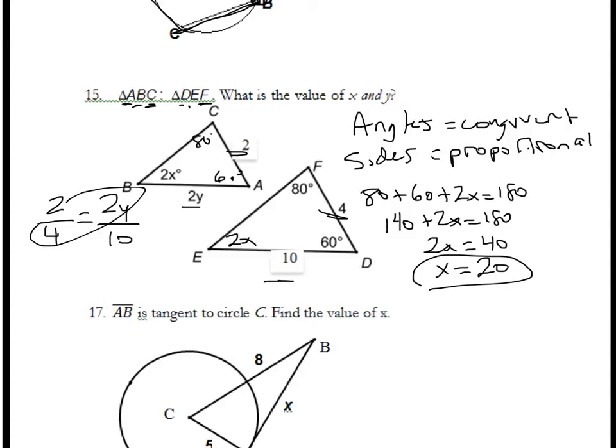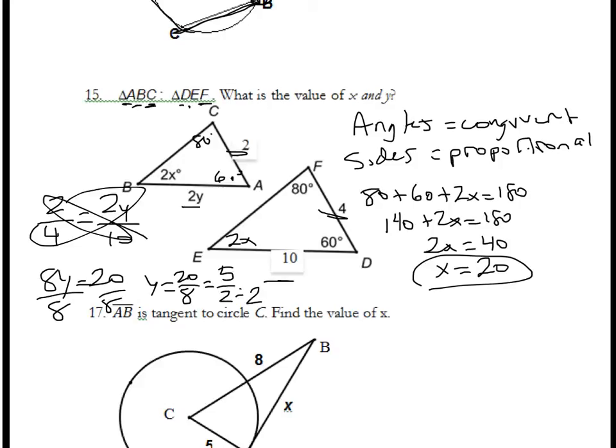Now we cross multiply, and I get 8y. 10 times 2, and I get 20. Divide by 8, divide by 8. Y equals 20 over 8, which simplifies. Divide that both by 4, and I get 5 over 2, or if you want to give me a decimal, 2.5.